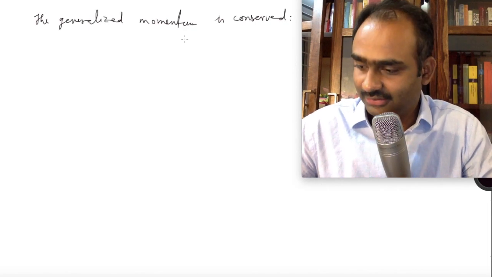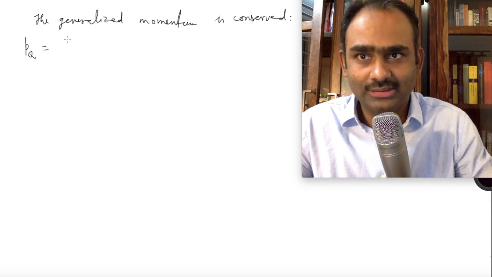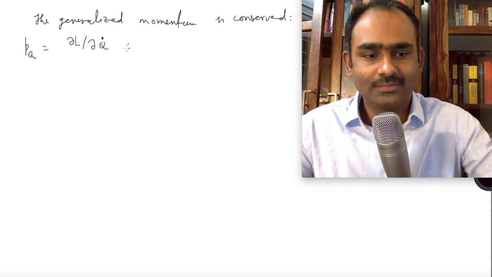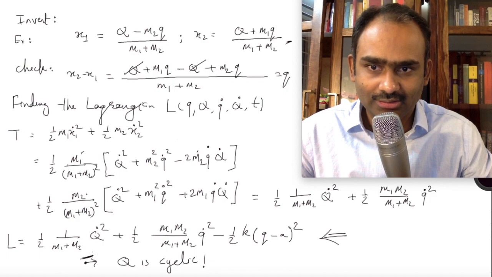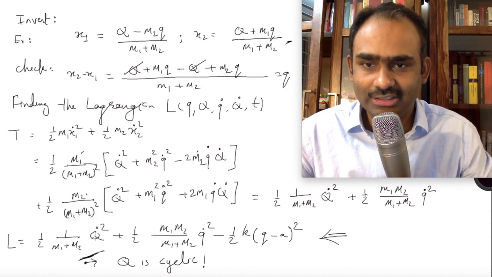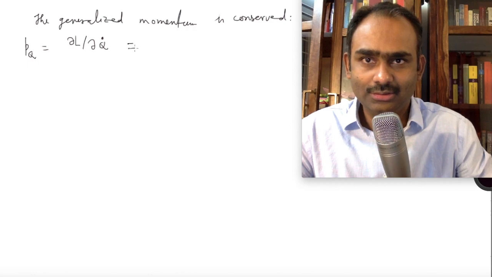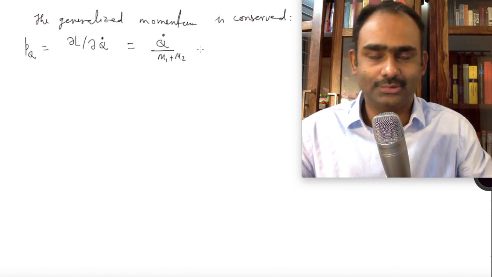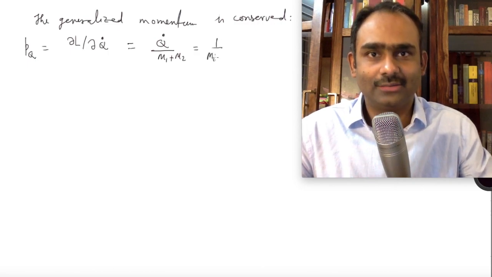It's conserved. That's good. So let's find out what that thing is. The generalized momentum PQ is del L over del Q dot. Remember this? And what is del L over del Q dot? This is the only place where Q dot appears. If you differentiate, you'll get Q dot over M1 plus M2. So this is equal to Q dot over M1 plus M2, which is the same as Q dot over 1 plus M1 over M2.